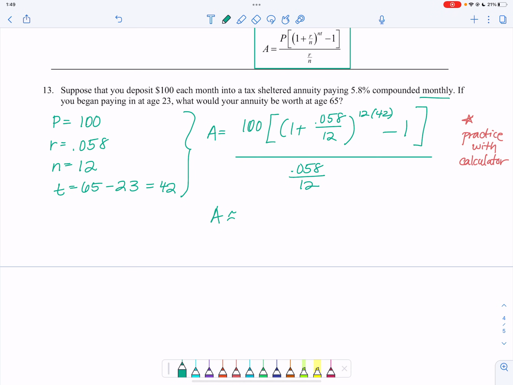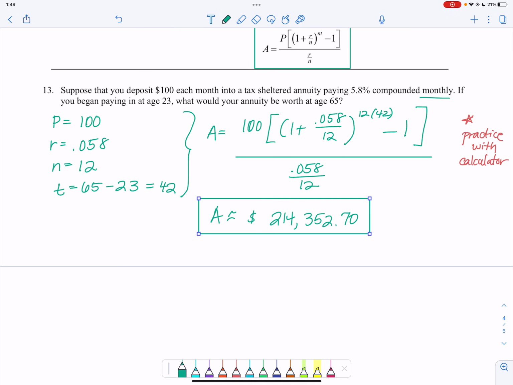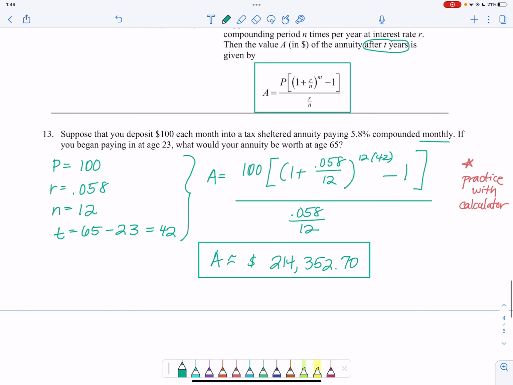So you should get an amount of $214,352.70 at the end of those 42 years. And that concludes this section.